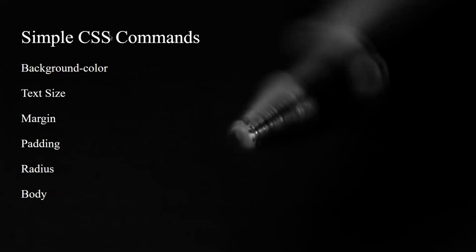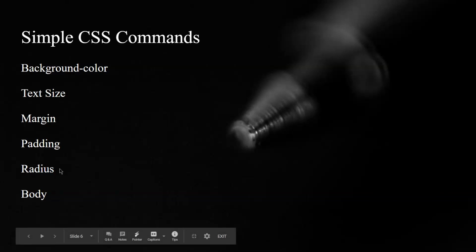So here are some things that you can customize using CSS. You can customize your background color, the text size, margin, padding, radius, body, and there's also fonts and stuff, but that has more to do with HTML. So CSS is mostly this stuff.